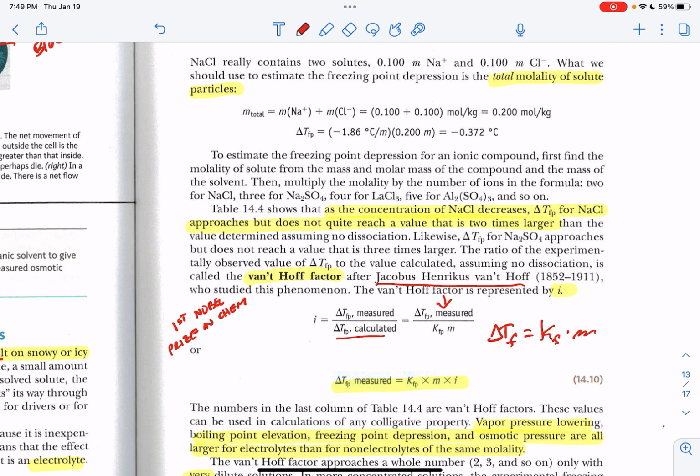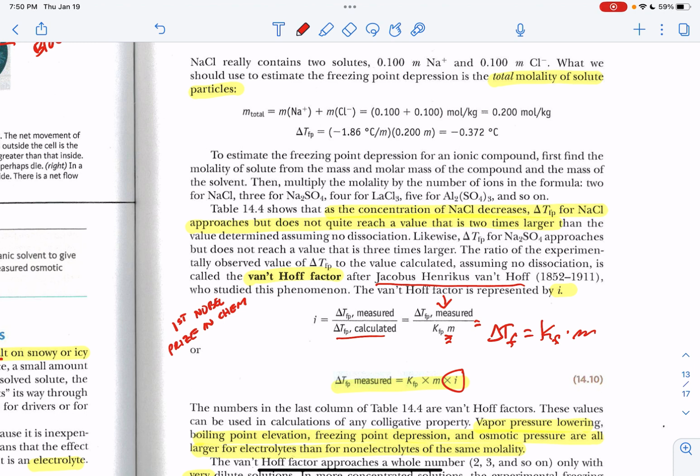Theoretically, that number, that ratio, would be a whole number if the solution were very, very, very dilute. Maybe a 1,000th molality or less. And you would get a 2 for sodium chloride and a 3 for sodium sulfate and so forth. But the more concentrated your molality, the farther away you are from that particular whole number, as the chart at the top of the page indicated. So we use the letter i for the Van't Hoff factor.